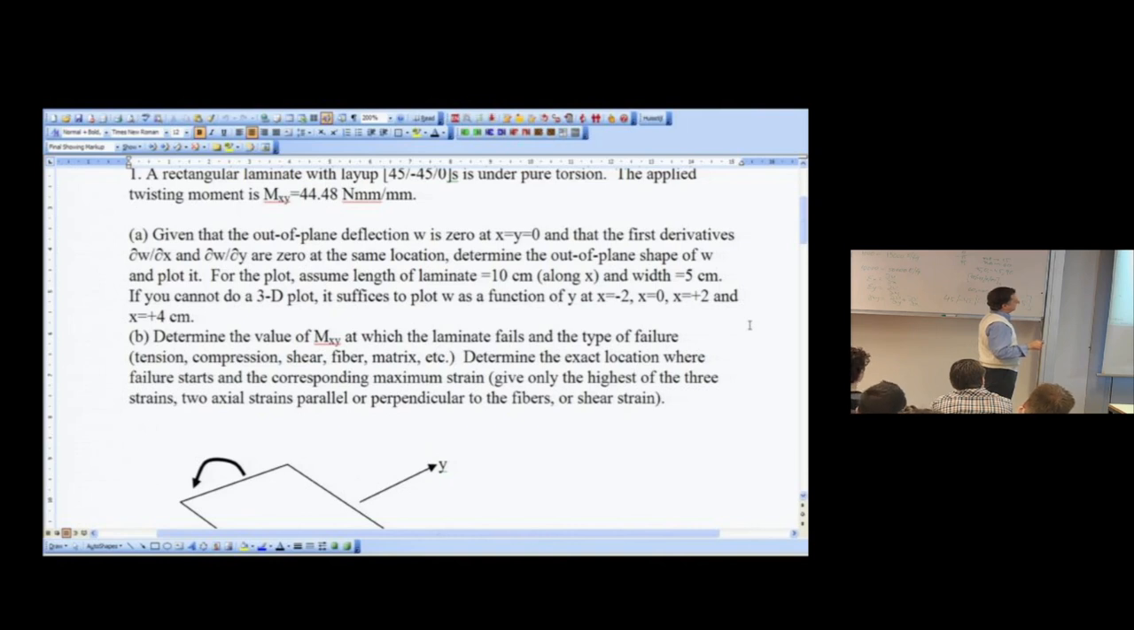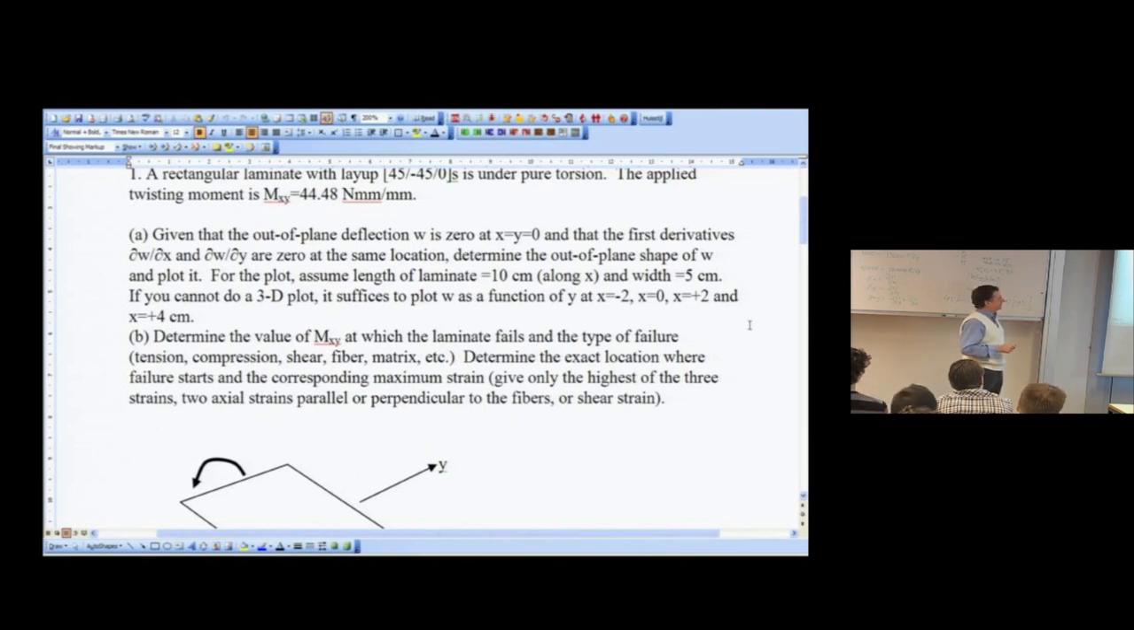And if you cannot do a 3D plot, then that's okay, but I want then a plot of W as a function of Y at X equals -2, X equals 0, +2, and +4. So at different locations, you will plot exactly what the shape is as a function of Y, so I can tell that you got the right shape. Having done all this, then you go to part B.